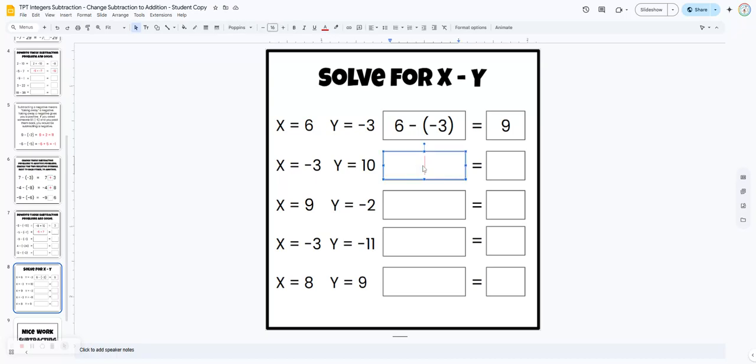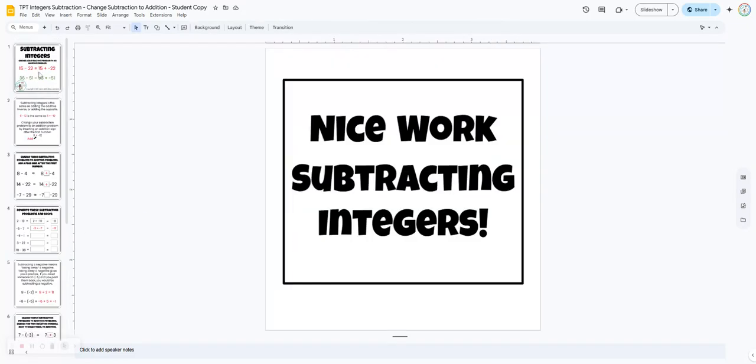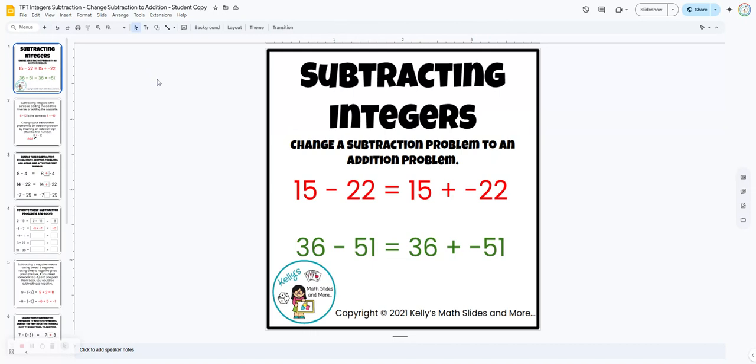Here, we have x is negative 3. We're going to subtract y, or subtract 10. They could change that to negative 3 plus negative 10 and get negative 13. So they're just taking this another step. So that's the final slide. They get a little nice work at the end. So this is a digital lesson, subtracting integers by changing a subtraction problem to an addition problem.